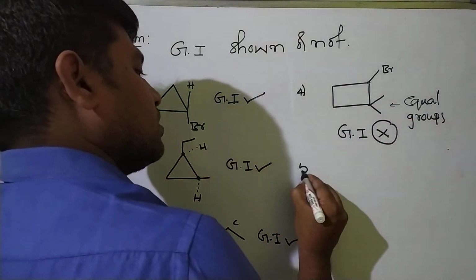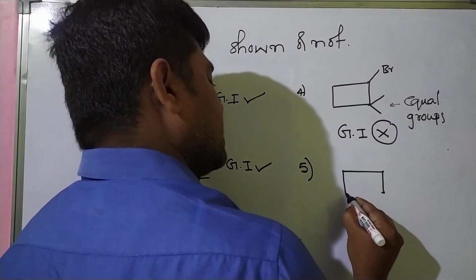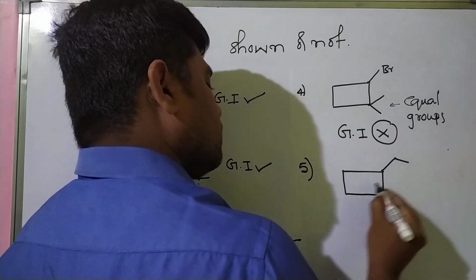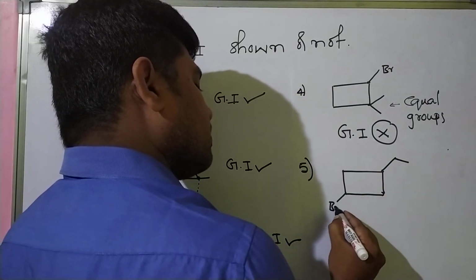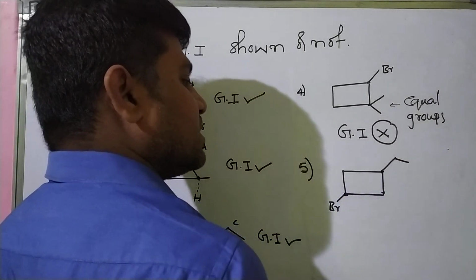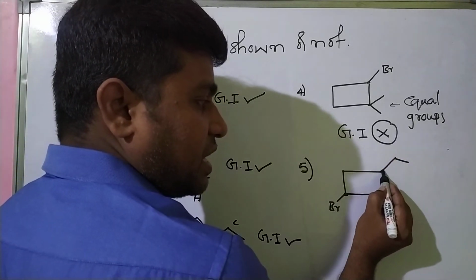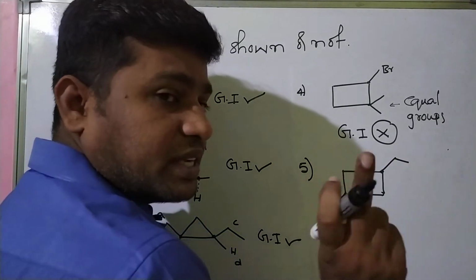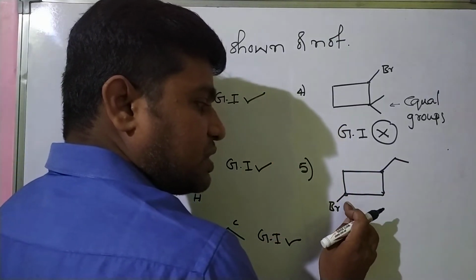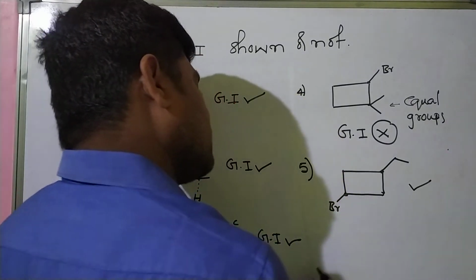Next. The next example is, so this is the cyclobutane. Here ethyl group, here bromine atom. So here also two different groups. This group and this group is different. Here definitely you must assume. So at this carbon and at this carbon atom, hydrogen atoms are present. Okay. So A, B are not equal to C, D are not equal. This also shows geometrical isomerism.